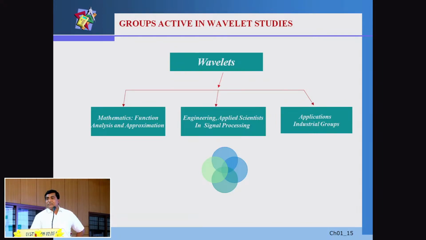In mathematical analysis, the entire mathematics community is using wavelets for function analysis as well as approximation. And in engineering applications, signal processing, image processing, video processing, successfully use wavelets. And in industry also, fingerprint detection, and other applications in almost all engineering branches, wavelets are successfully used.